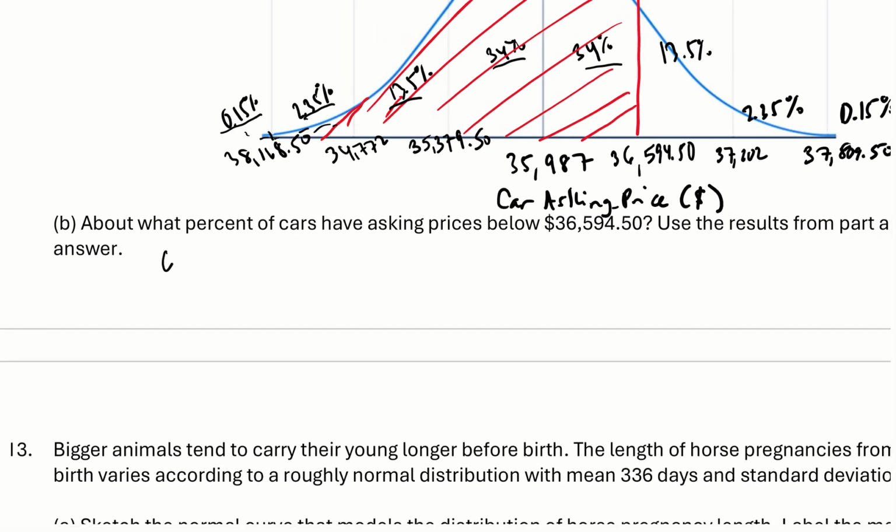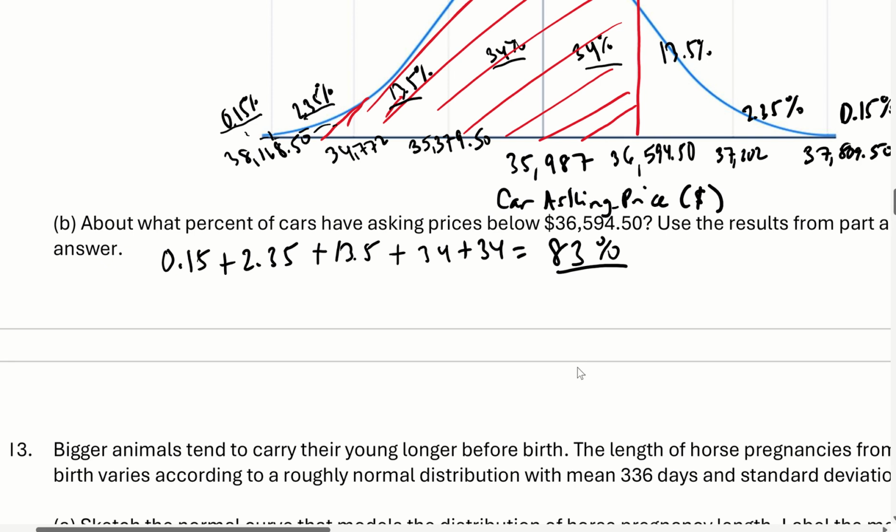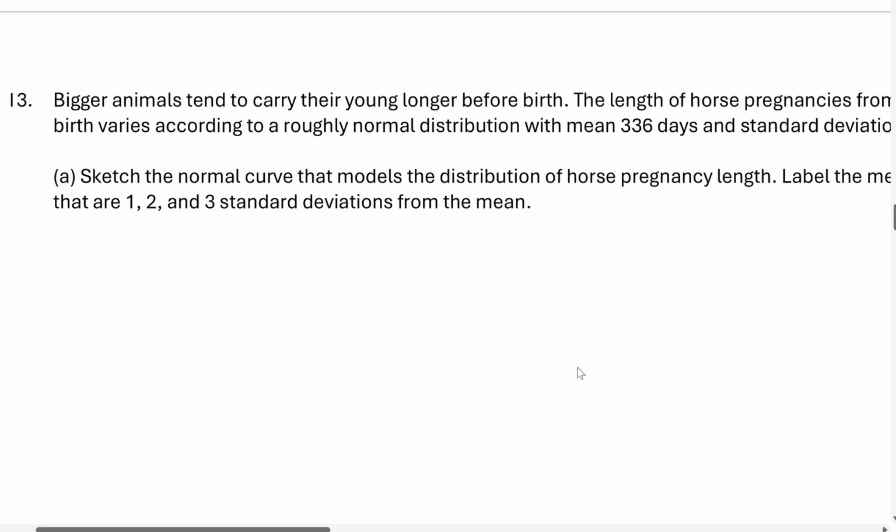Okay, so we're gonna add 0.15 plus 2.35 plus 13.5 plus 234. So if I add that, I get 81.5%, or no, about 83%. Okay, so 83% of cars have asking prices below that. Okay, that's it. So that's number 12.